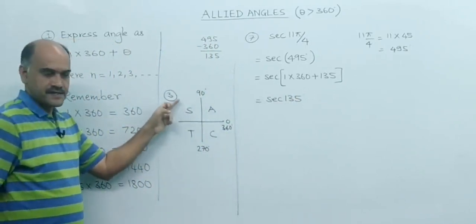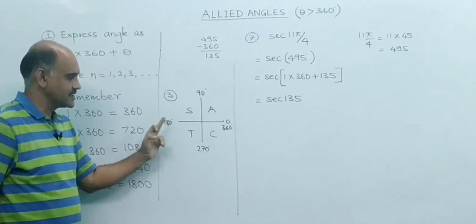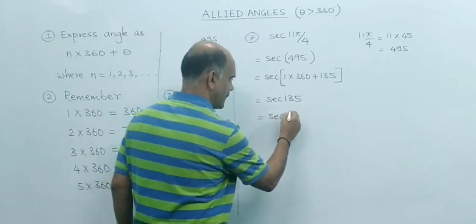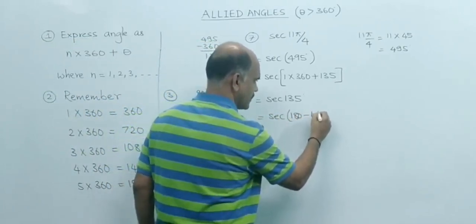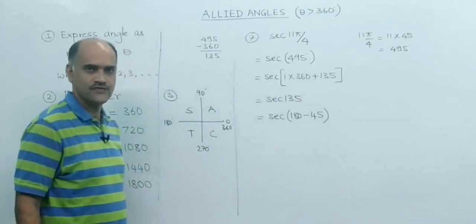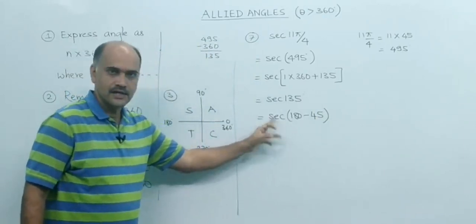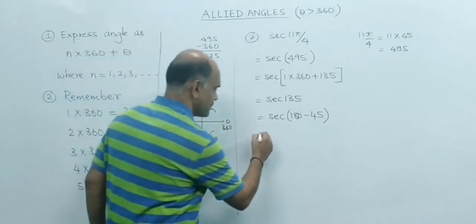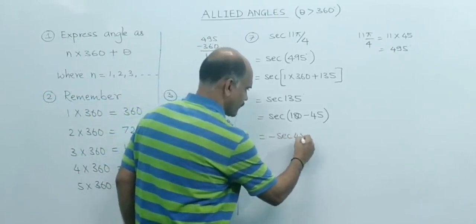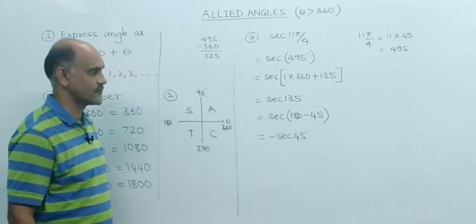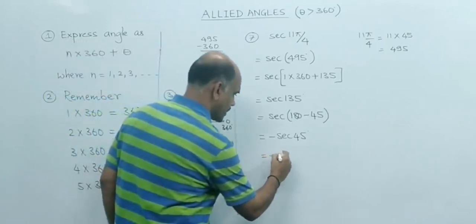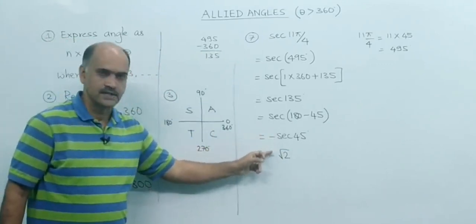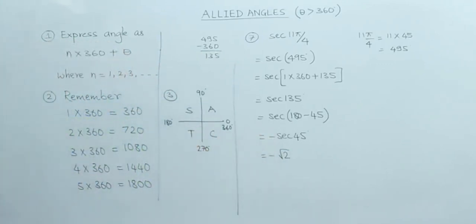So 135 is in the second quadrant. Second quadrant means it is written as 180 minus 45. In the second quadrant, sine and cosec are positive, secant is negative. So this will be minus secant 45. Now substitute the value. Secant 45 is root 2. So the answer is minus root 2.